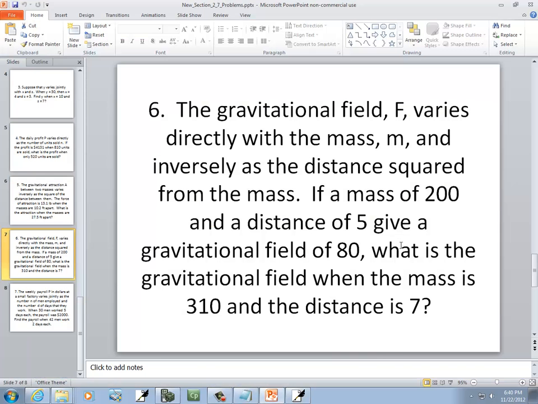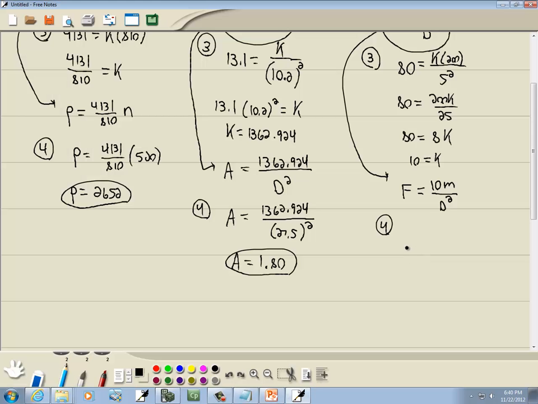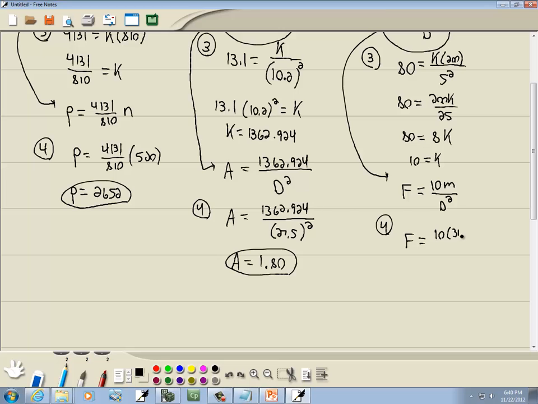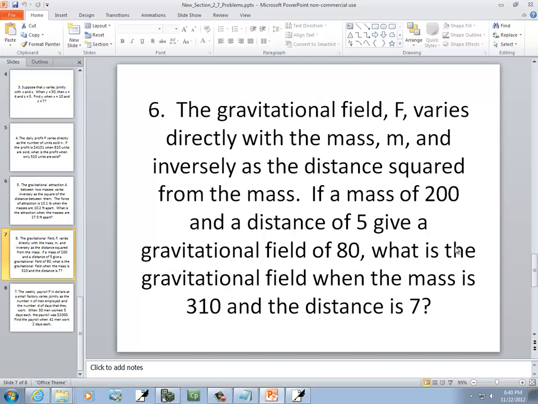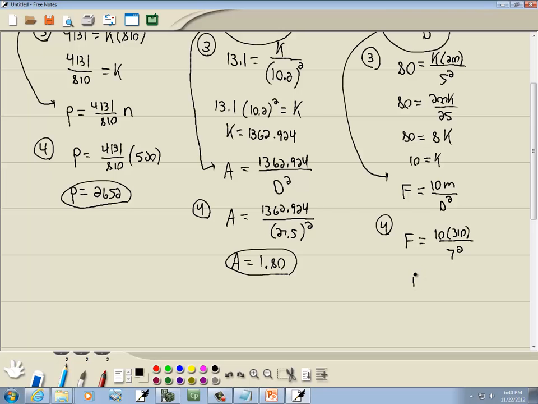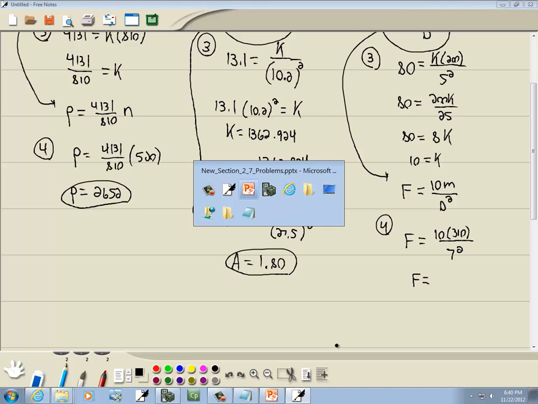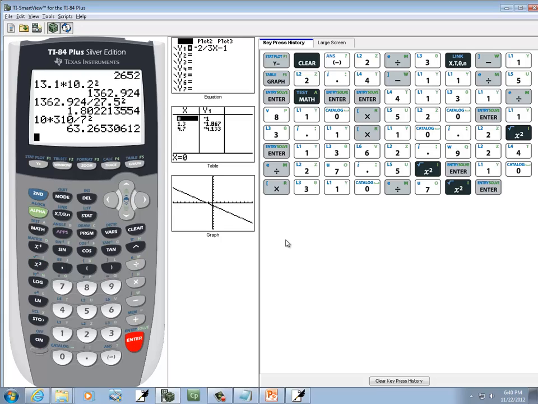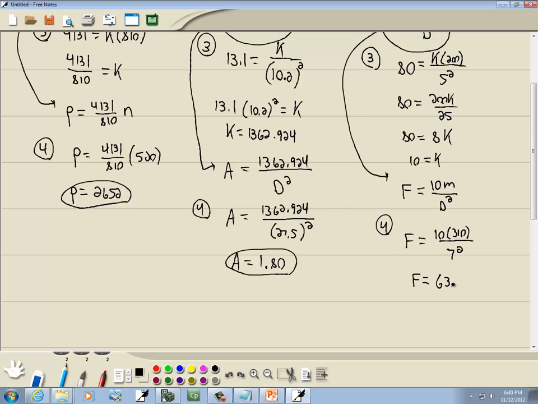Now find what they really want. It says, what is the gravitational field? What is F? When the mass is 310, so m is 310, and the distance is 7. So we got 7 squared. Let's see. 10 times 310 divided by 7 squared. I'll take it to 2 decimal places, I guess. 63.27. And that's our answer.